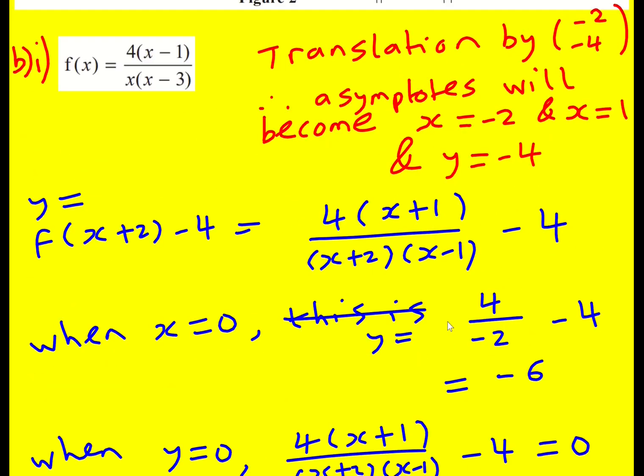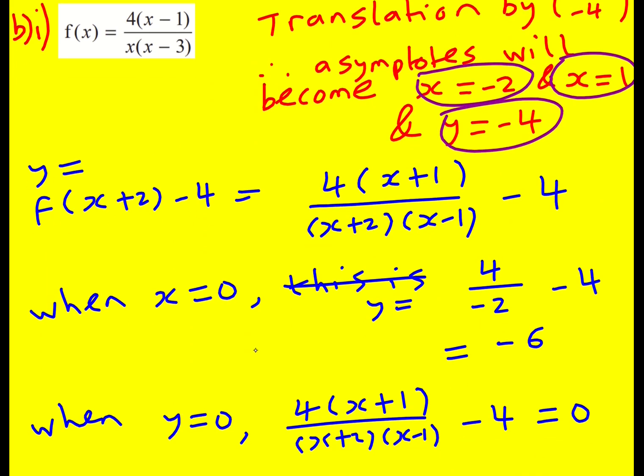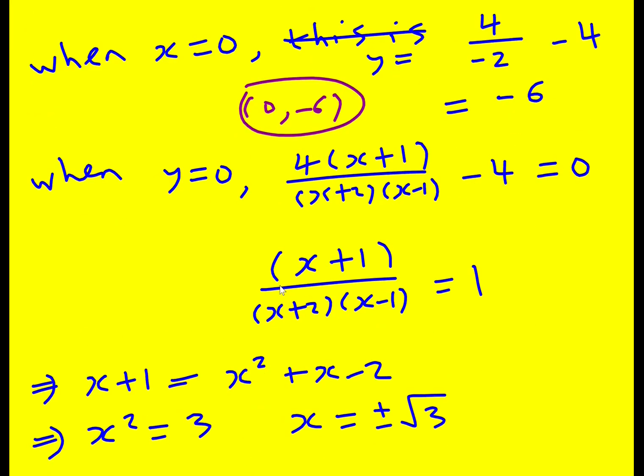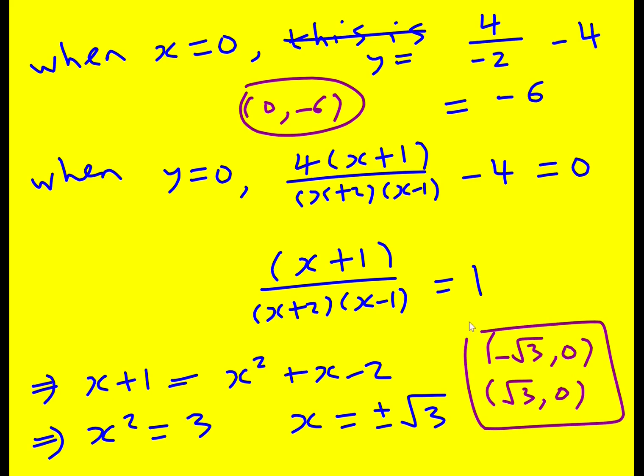So I've got this asymptote, this asymptote, this asymptote. I've got when x is 0, I get minus 6, so 0, minus 6. And then I also get minus root 3, 0, and root 3, 0. These are going to be my crucial points that I can now draw.